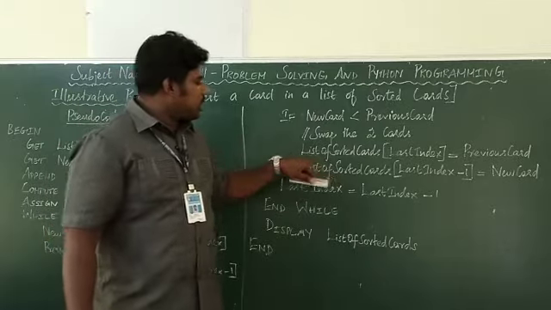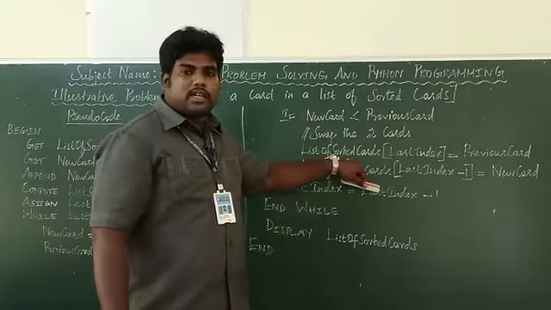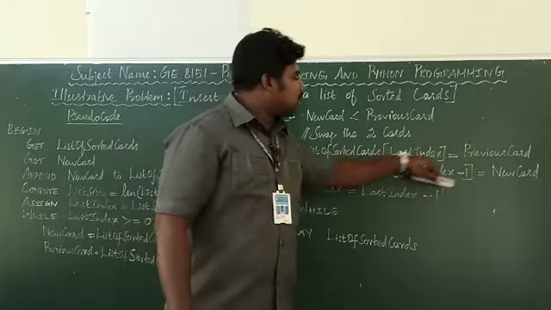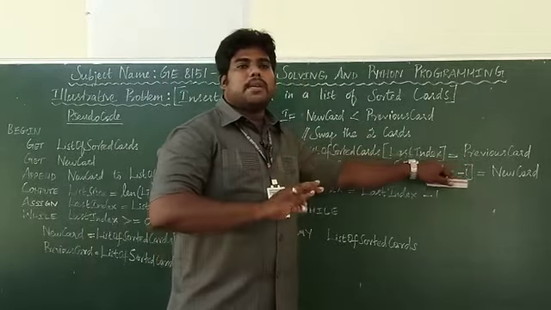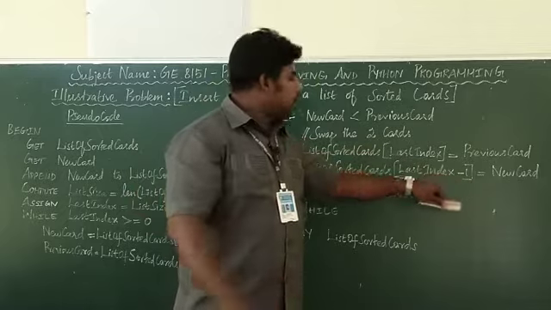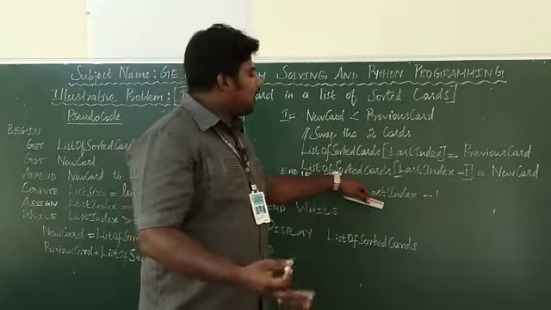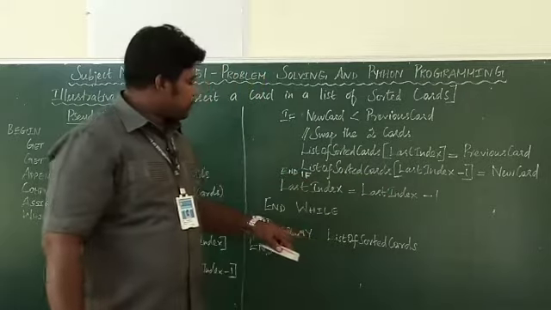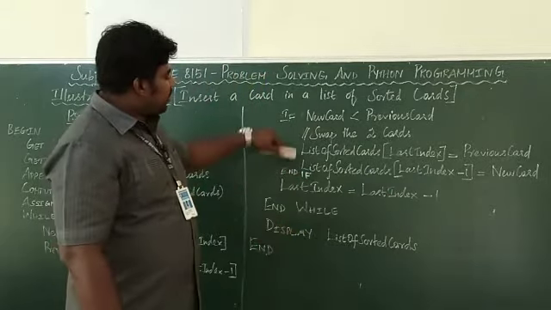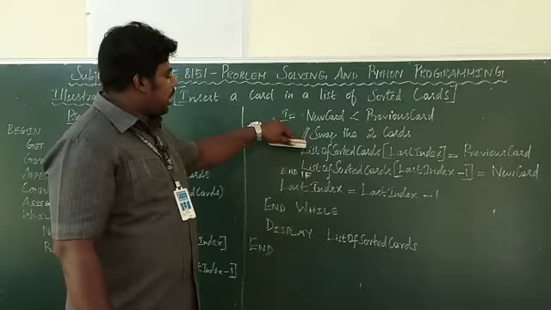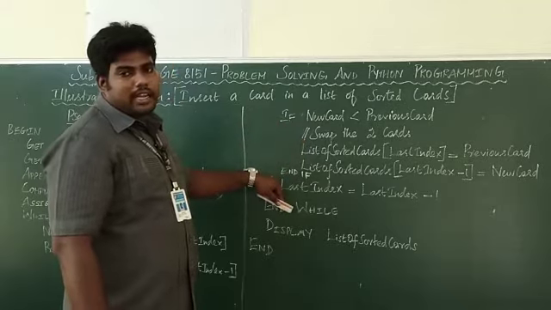How are you swapping? See here, list of sorted cards is your list, the last index equal to previous card. You are putting the previous card value at the last position, and you are putting the new card value in the last minus 1, previous position. Okay. After that the condition will end, so you are using the end if.